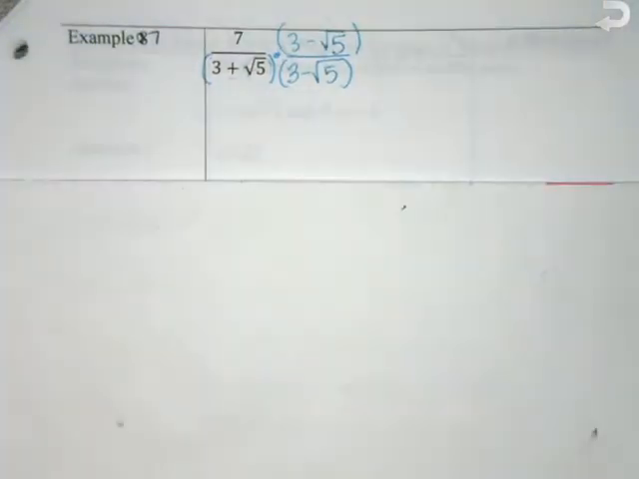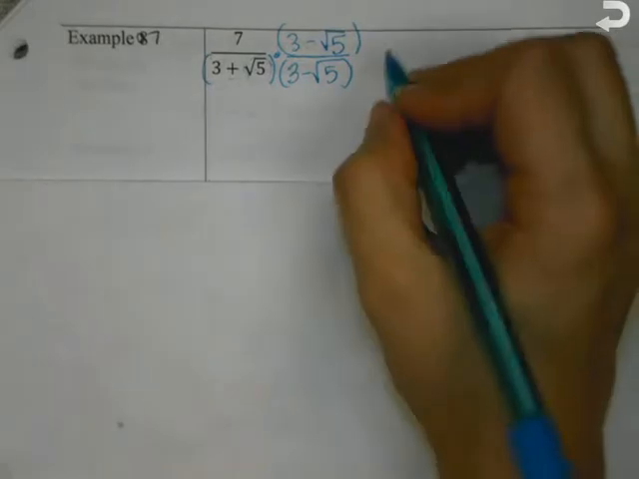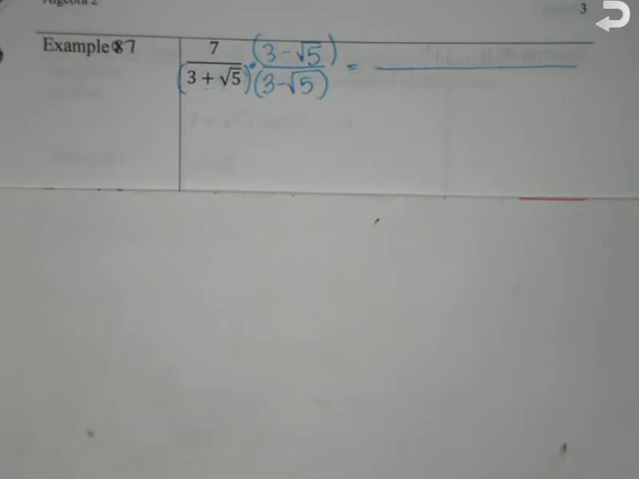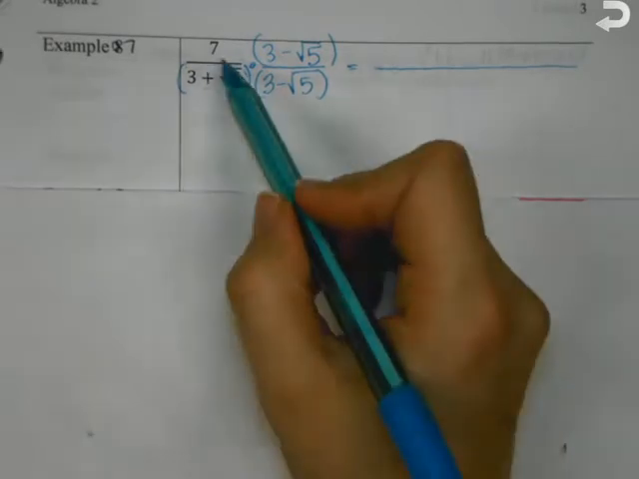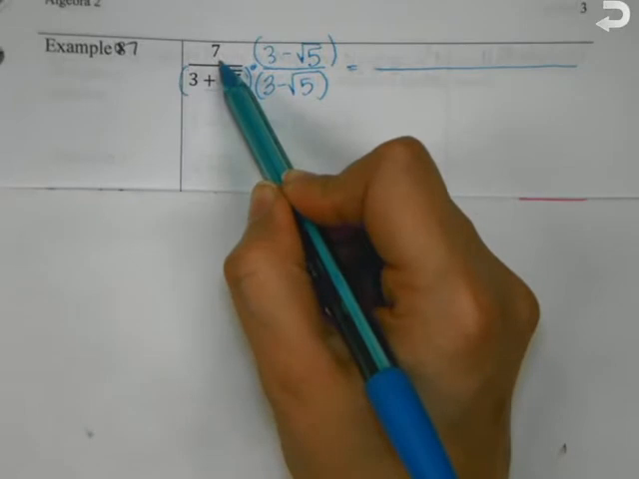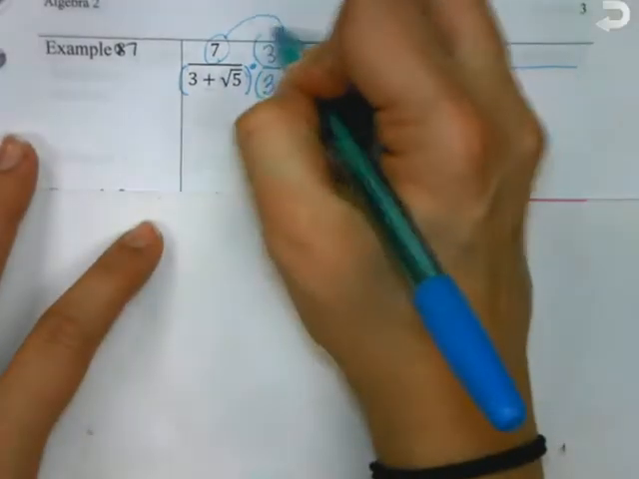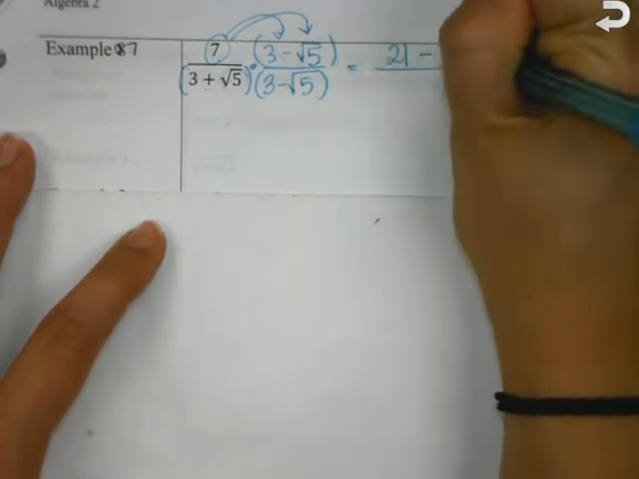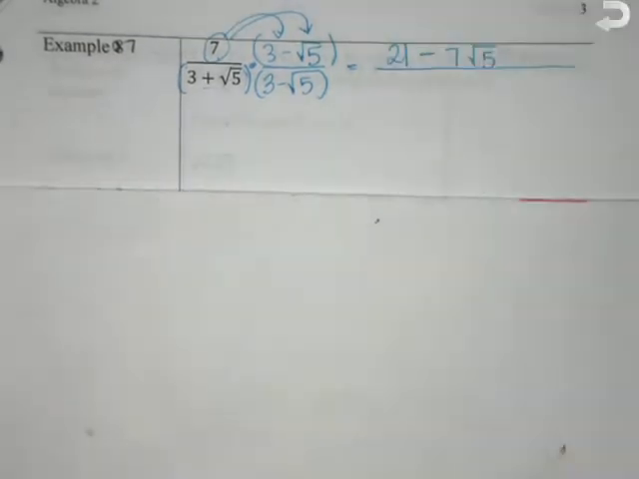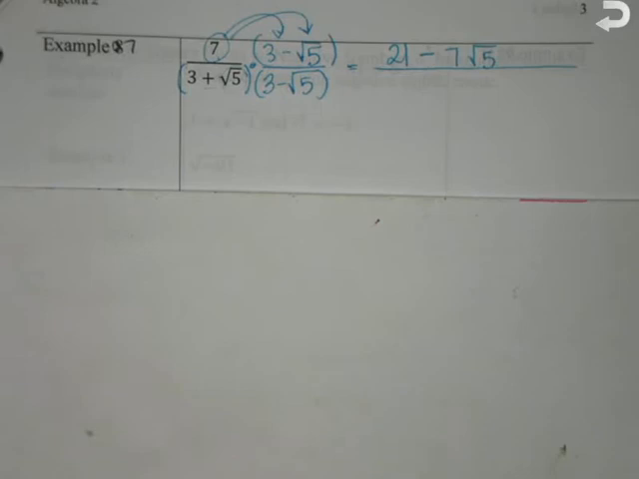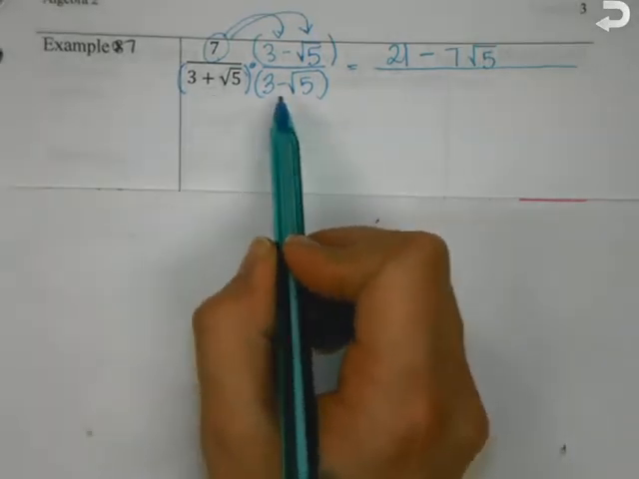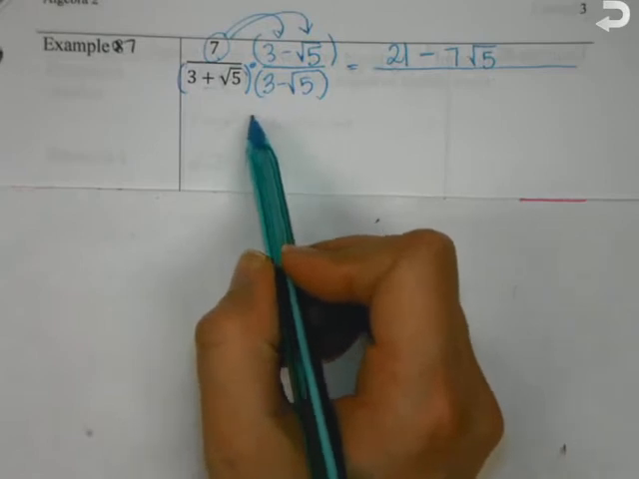And then we're going to have a big fraction for this one. Rules of fractions, we just multiply straight across. Look at the top. What does that look like? Distributive. So distribute the 7 into the parentheses. 7 times 3 gives me 21 minus 7 root 5. And then look at the bottom. What does that look like? FOIL or box. You can use either method that you want. I'm going to use FOIL, but box will still give you the same thing.